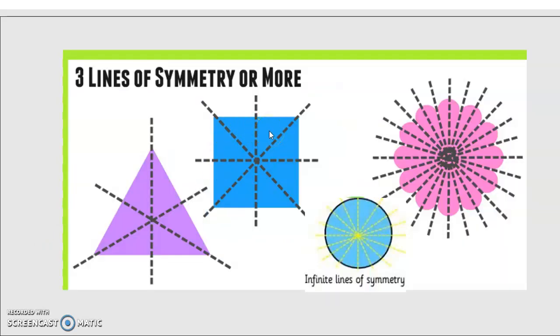Now for my square, I can see that I could fold my square vertically, I could fold it horizontally, and I could fold it along both diagonals. And each of these lines is a line of symmetry. So some shapes have loads of lines of symmetry. And you can see in our lovely flower shape here, it has so many. I couldn't even count how many lines of symmetry we have here. Each little piece is symmetrical here. And a circle has an infinite number of lines of symmetry. So we could fold our circle along any line across our circle and both sides would be the exact same.